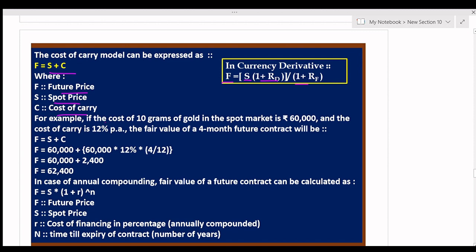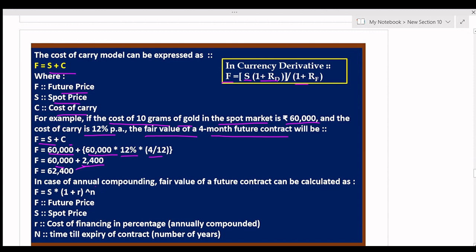For example, if the cost of 10 grams of gold in the spot market is rupees 60,000 and the cost of carry is 12% per annum, the fair value of a 4-month future contract will be F equal to S plus C, that is 60,000 plus C. C is the cost of carry, that is 60,000 into 12% per annum into 4 months, divided by 12, that is 60,000 plus 2,400, which is 62,400.